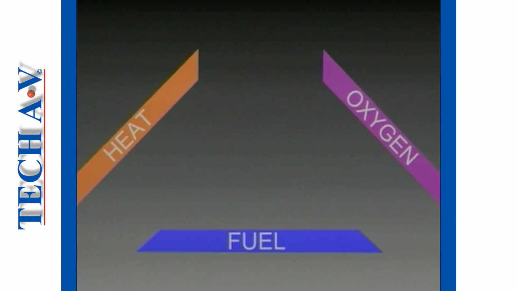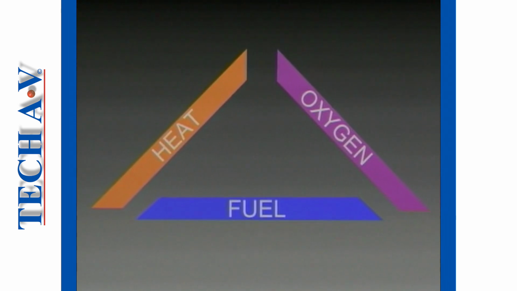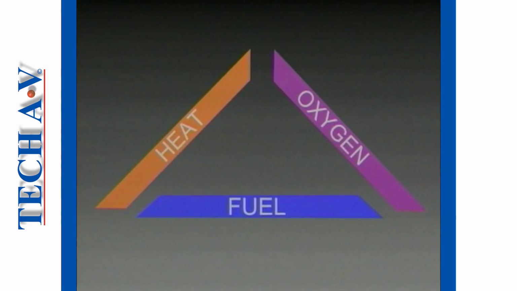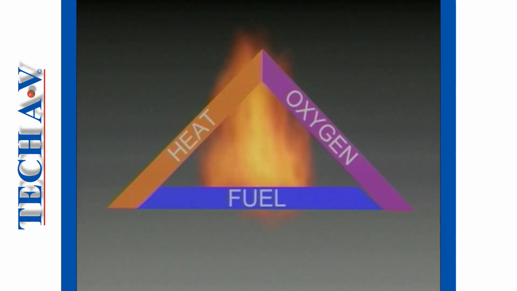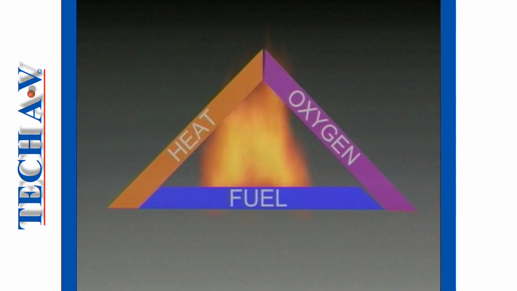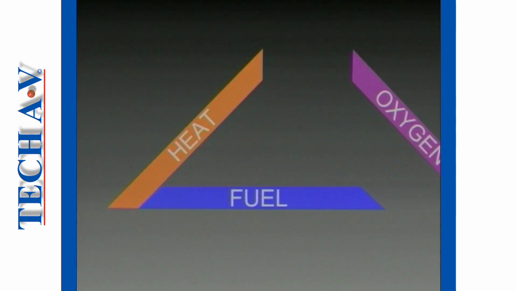In order for combustion to occur, there have to be three elements present in a favorable mixture. The three elements for combustion are fuel, oxygen, and heat or a source of ignition. When these three elements are all in place, then there is combustion. Remove any one of these elements, and combustion cannot occur.